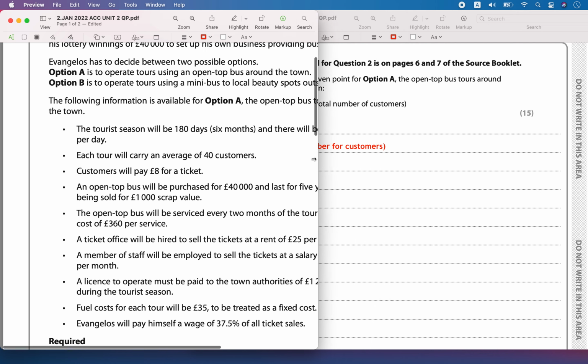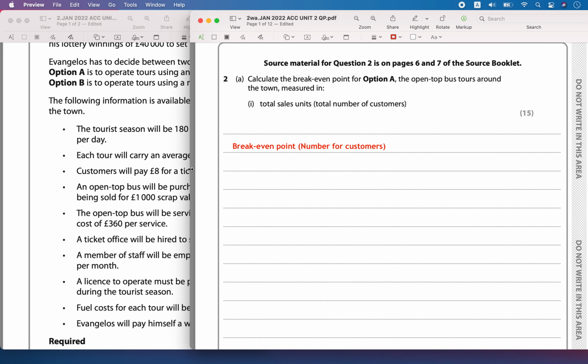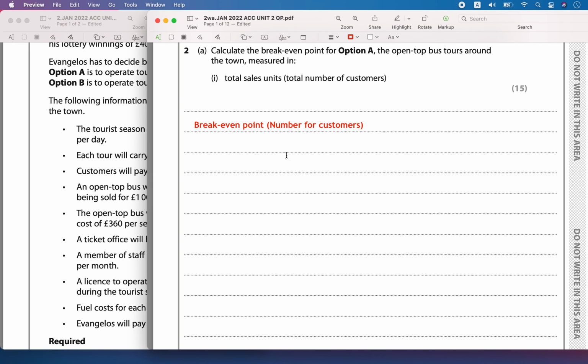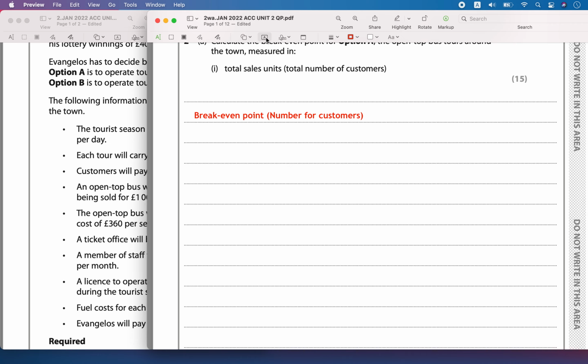So what is the number of customers they will need so that they will have no profit or loss, or at least be able to cover their costs? So that is going to be the break-even. Break-even point is equal to the total fixed cost divided by contribution per unit.